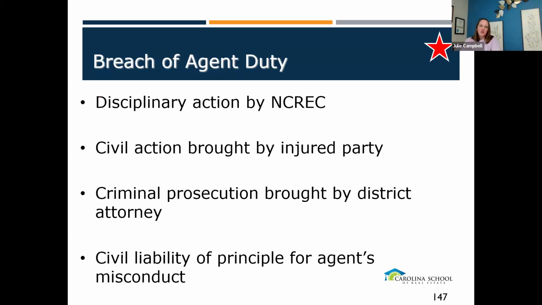Civil action, again, the injured party could take you to court. They could do both. They could file a complaint at the commission and hire an attorney. The attorney may report it to the commission. The commission can launch an investigation on their own. So based on a phone call from your buyer's attorney, for example, the commission can launch their own investigation. Criminal prosecution, you could be looking at misdemeanor and then civil liability for your misconduct. Again, these last three are court options. We'll talk about that last one next a little bit.